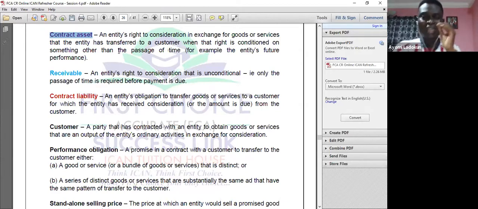Now, listen, there's a difference. Is it difference or difference? There's a big difference between contract assets and receivables.